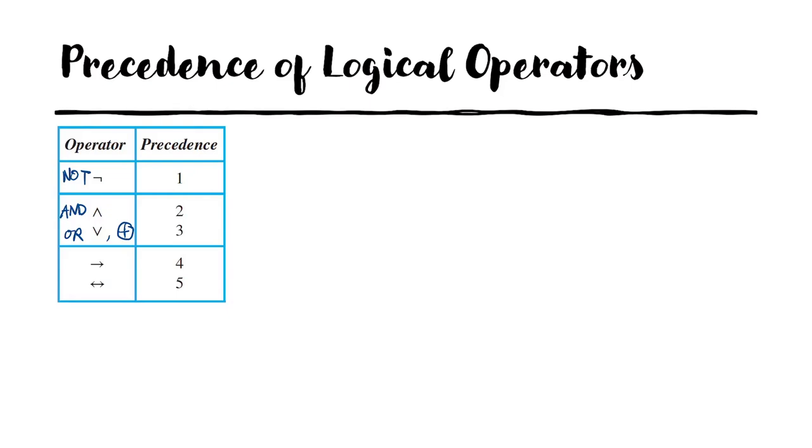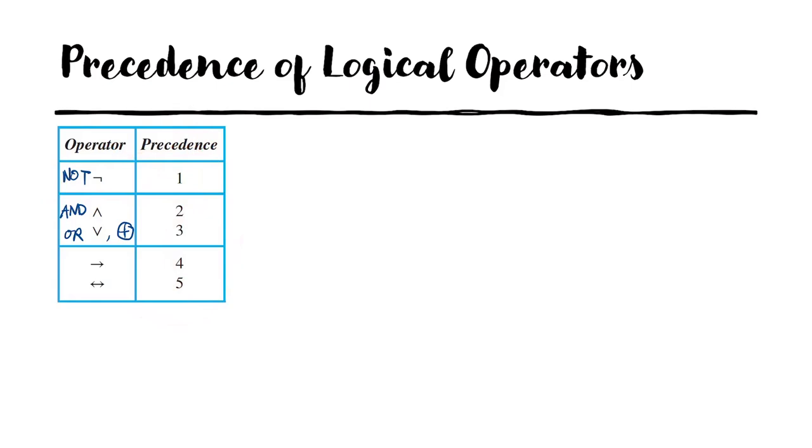I see people asking, what's the number for? The number is for the precedence, which means which operation you should deal with first. So if you see negation, you will deal with that first.